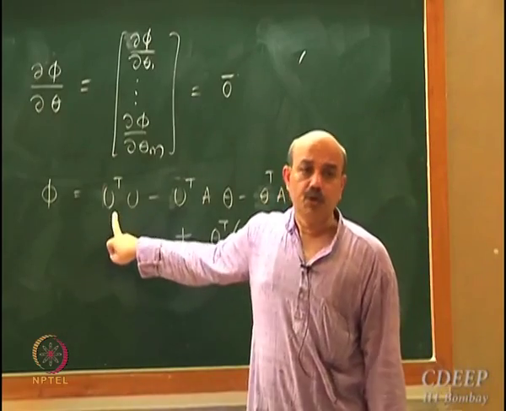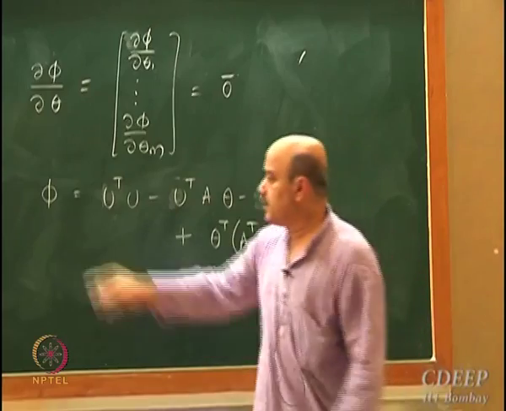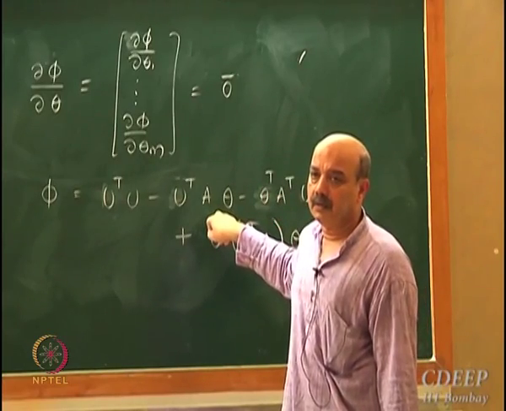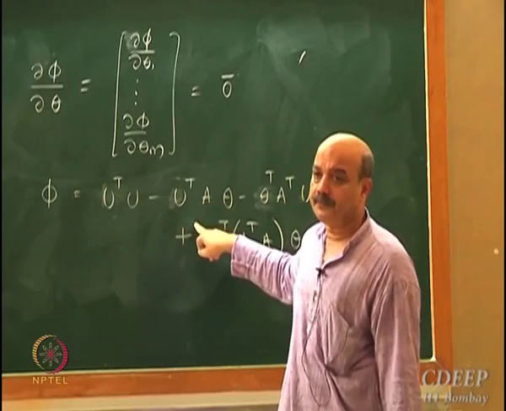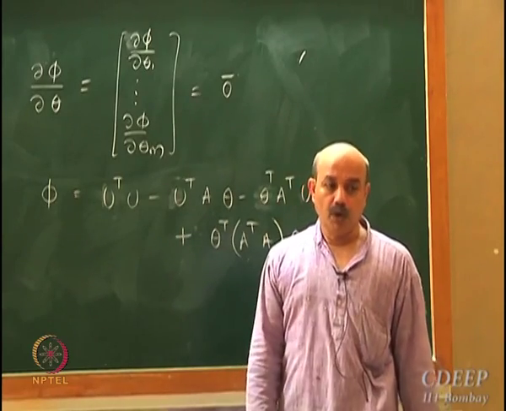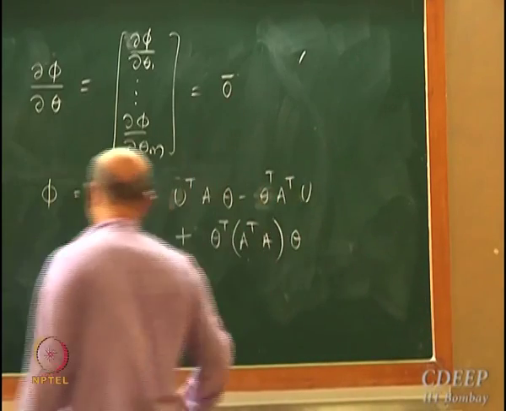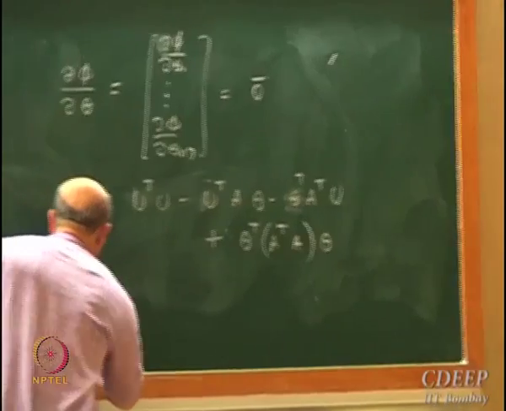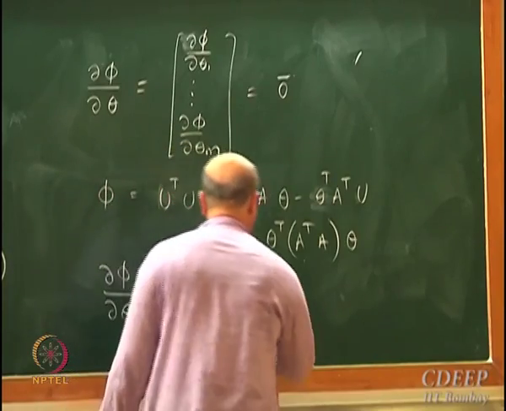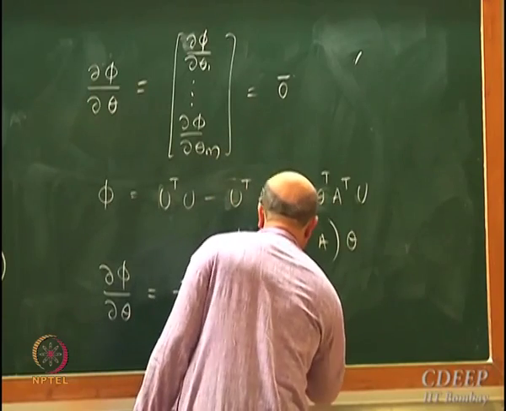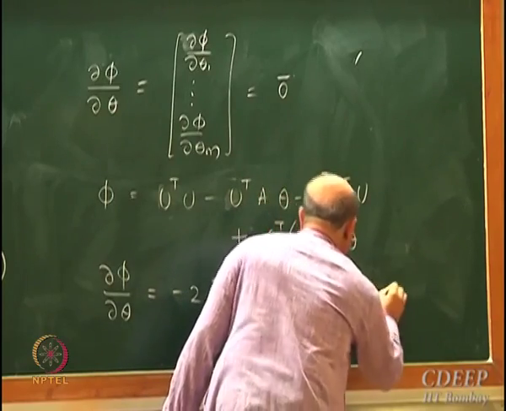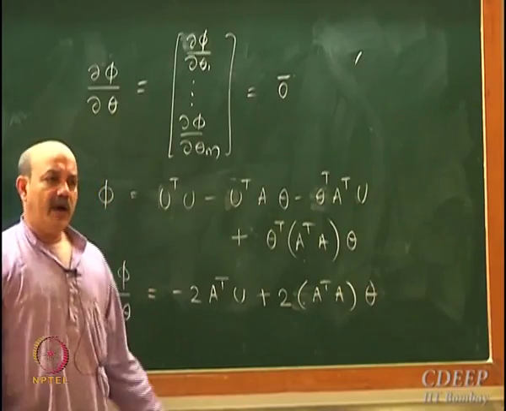Now, what is u? U is a vector of known values, it's a constant vector. So, what is dou phi by dou theta? This part will be 0. What about this one? Apply the rules correctly. It will be A transpose u. So if I differentiate, dou phi by dou theta is minus 2 A transpose u plus 2 times A transpose A theta. Why am I writing two times here?